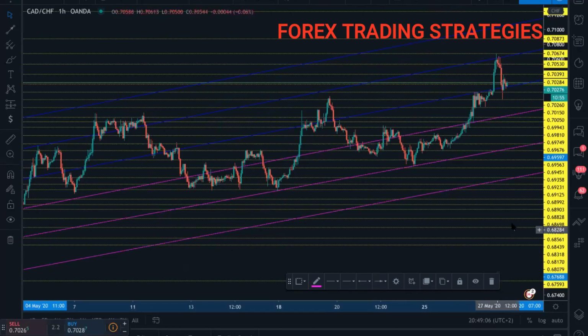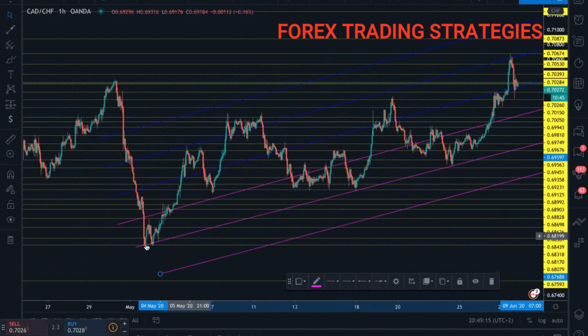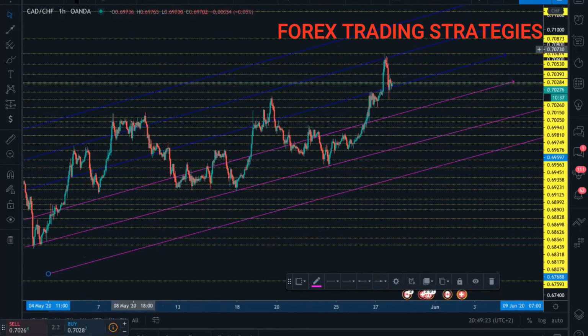How do you know where to draw the second line? You need to look for the points, guys. You start your first line here and you draw the first one. And the second one, you look for the second points that give you a certain type of channel.